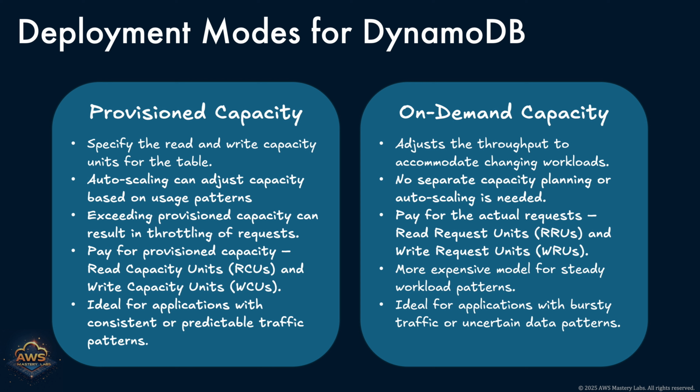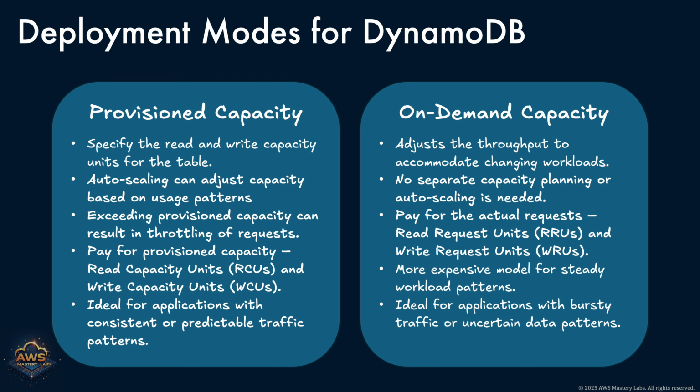In on-demand capacity mode, DynamoDB takes a fully automated approach to scaling. It dynamically adjusts throughput in real time to meet your application's demands, without requiring any manual configuration or capacity planning. As traffic fluctuates, whether it surges or drops, DynamoDB seamlessly scales to match it, ensuring consistent performance and eliminating the risk of throttling due to under-provisioning. This model is particularly well suited for applications with unpredictable or spiky workloads, where traffic patterns are hard to forecast or can vary widely throughout the day.